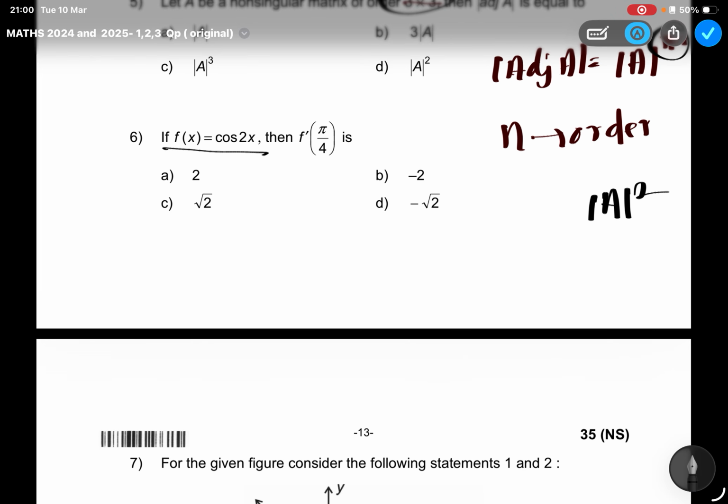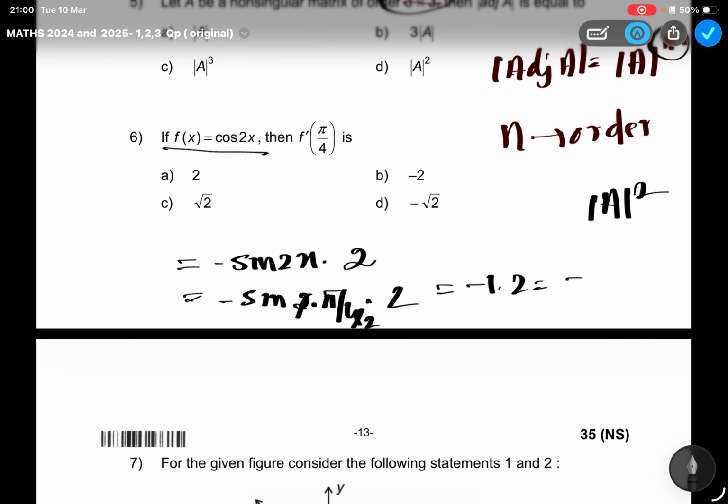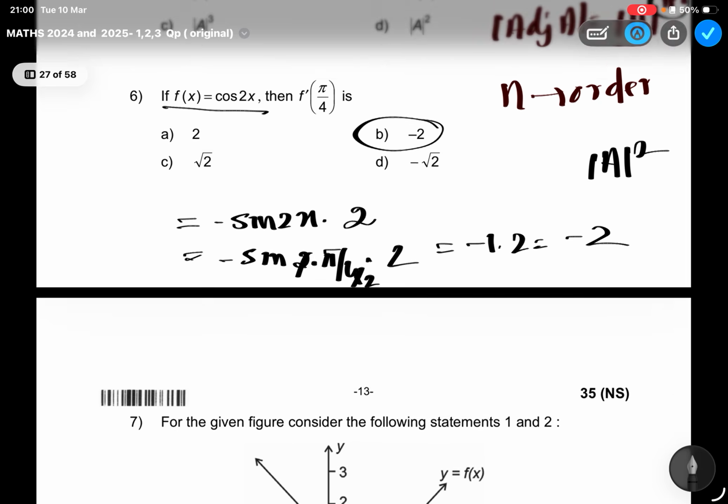Now f of x is cos 2x. They are asking f dash of pi by 4. You have to differentiate the first one, that is minus sine 2x. Differentiation of 2x will be 2. At pi by 4, sine 2 pi by 4 into 2. Sine pi by 2 will be 1. So minus 1 into 2, that is minus 2.